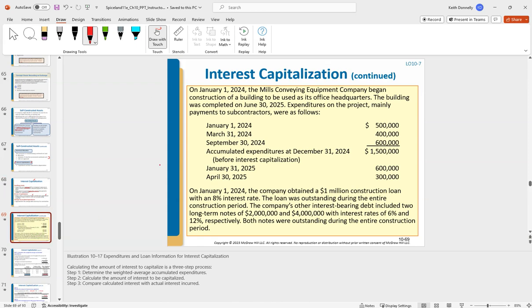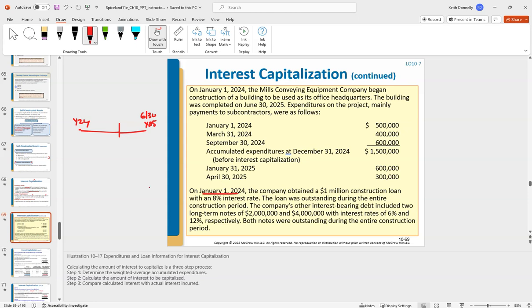We have an example here given some numbers. It looks like on January 1st of 2024, they began construction on a building. It was to be completed on June 30th of '25. So in year 24, we start right here, here's the end of that year. It will be constructed and done by 6/30/25. Okay.